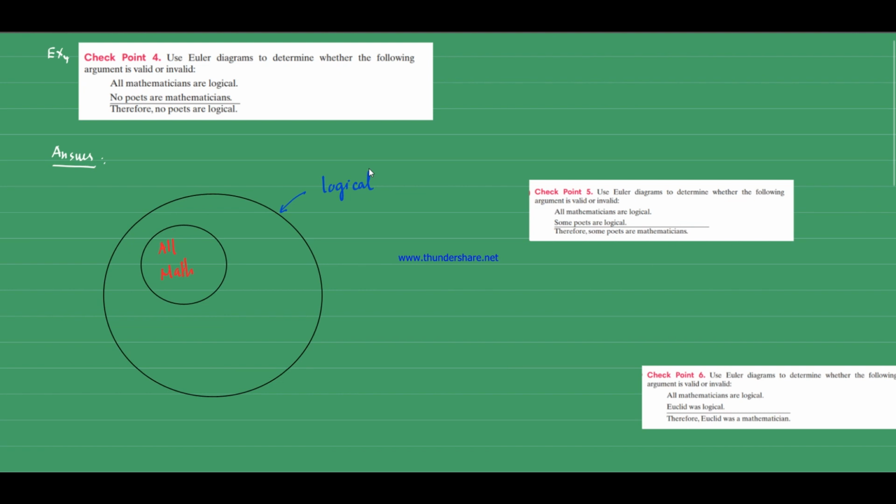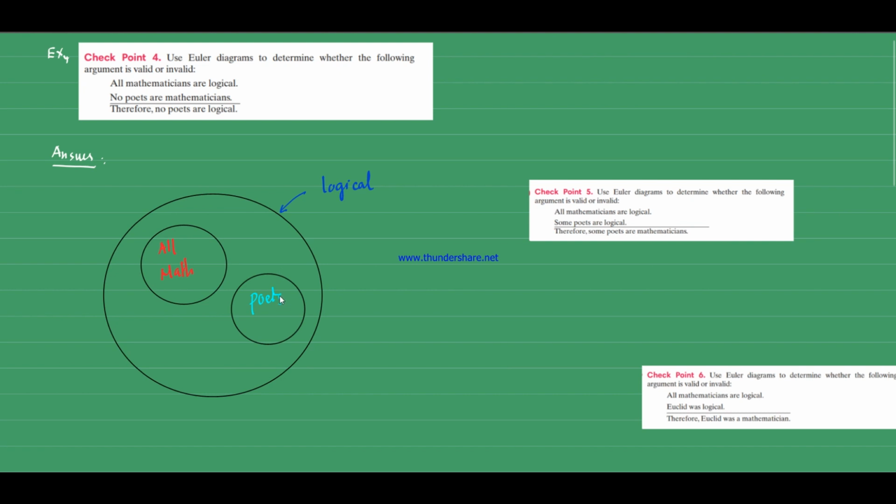And no poet is a mathematician. So no poet or mathematician means the mathematician set and poet set must be disjoint. So I can draw this one over here. So this one must be poet. So you see, no poet is a mathematician, so this one was disjoint right here. Therefore, no poet are logical. Oh, it doesn't make sense, right? It does not make sense, right?